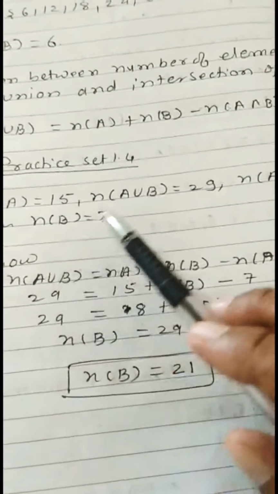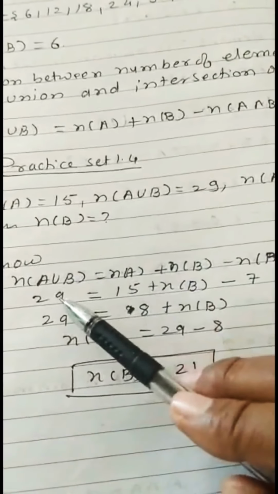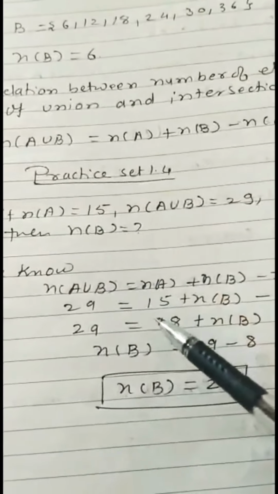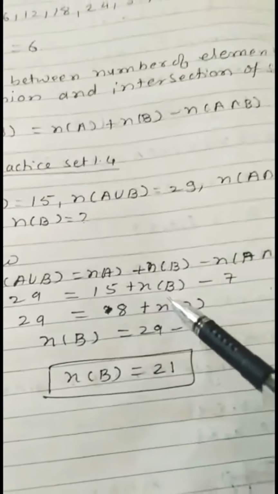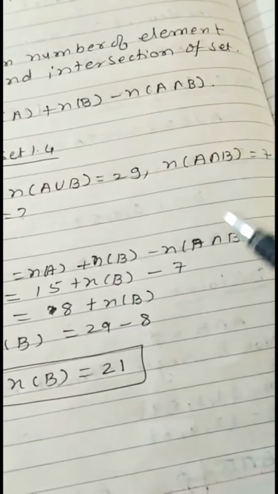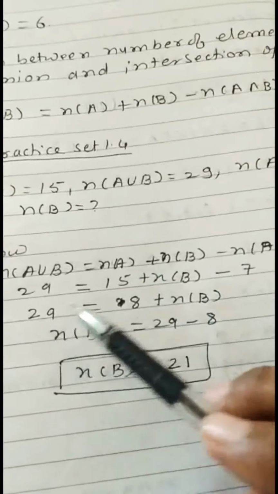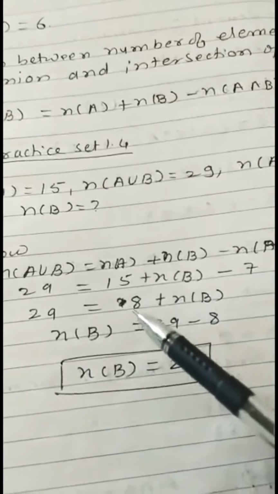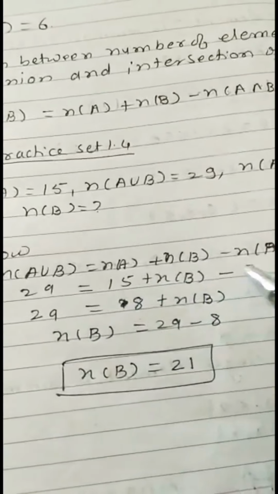Substitute the values. A union B is 29, number of A is given as 15, number of B is unknown, that we have to find out. Number of A intersection B is 7. So 29 is 15 plus n(B) minus 7. 15 minus 7 is 8.